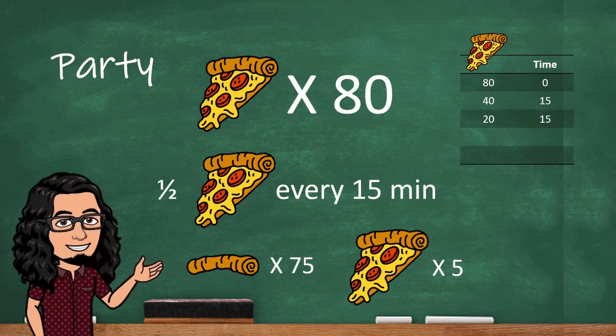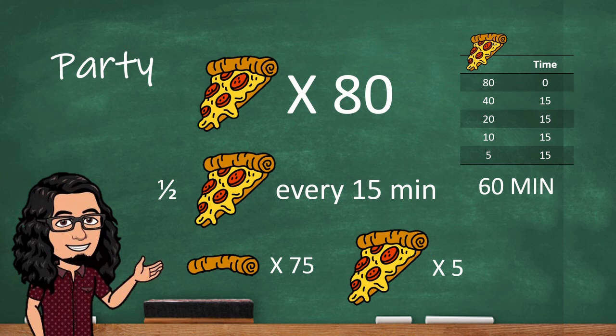But how much time has passed? Well, let's count. You started with 80 at 0 minutes, 40 after 15, 20 after another 15, 10 after another 15, and finally you ended up with 5 slices after the final 15, giving a total of 60 minutes.